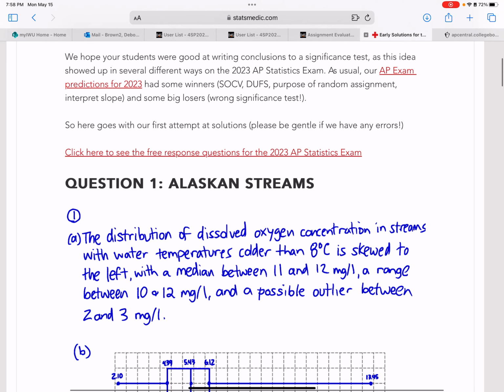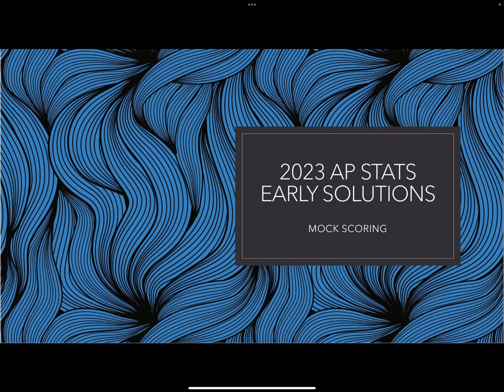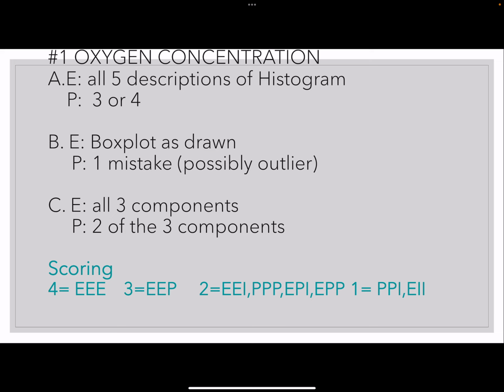Okay, so for the scoring for A, for the first part you'll get an E if you had all 5 of those descriptions of the histogram that I talked about: the median, the outlier, the shape, the spread, and the context. If you had 3 or 4 of those, score yourself a P.